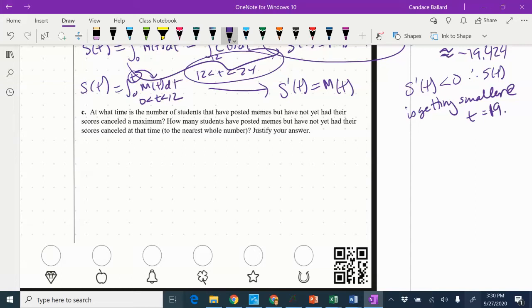So we're going to start working on part C of example 4 in topic 6.4 and 6.5. At what time is the number of students that have posted memes but not yet have had their scores canceled at a maximum? How many students have posted memes but not yet had their scores canceled at that time, to the nearest whole number? And we need to justify our answer.